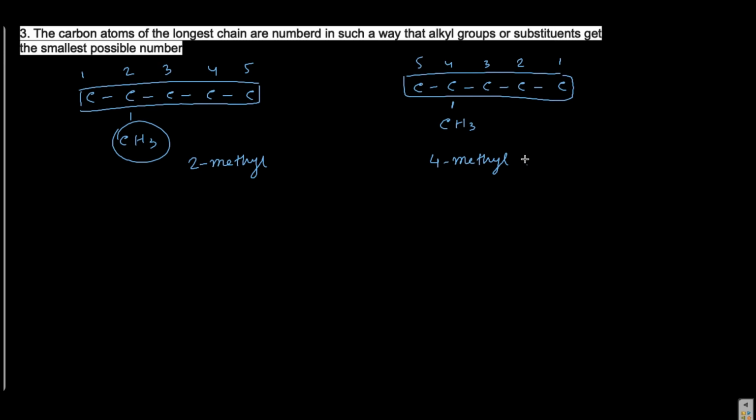So which one do you have to consider? In the rule it is written that the carbon atoms of the longest chain are numbered in such a way that alkyl groups or substituents get the smallest possible number. Here the substituent is methyl. For the first, its position is 2, and for the second, its position is 4. So we have to find the smallest possible number. Between these two, 2 is the smallest possible number. So you have to consider 2-methyl as the right option and 4-methyl as the wrong option.